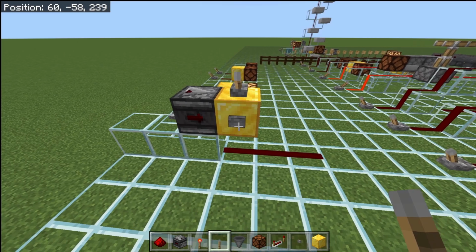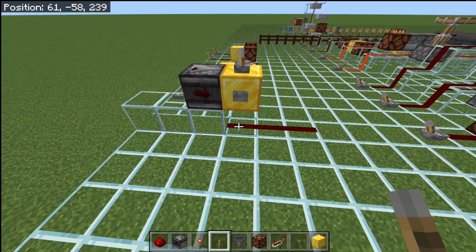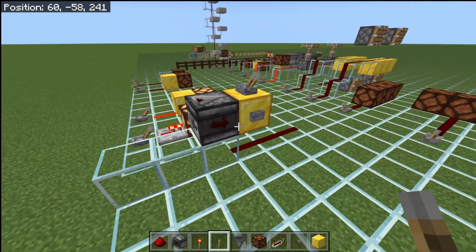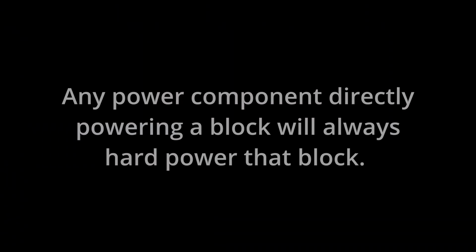And that's pretty much going to be the same for any other power component as mentioned that powers it. So we have a button here that's going to hard power it, a lever here that's going to hard power it, and also an observer that's going to hard power it as well. And this is the same for many other power components.